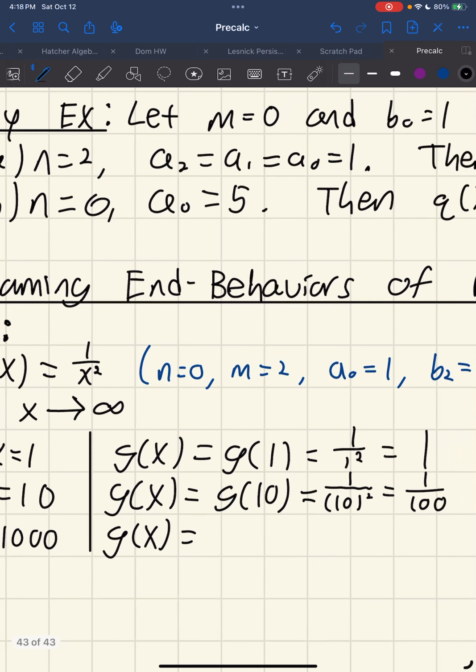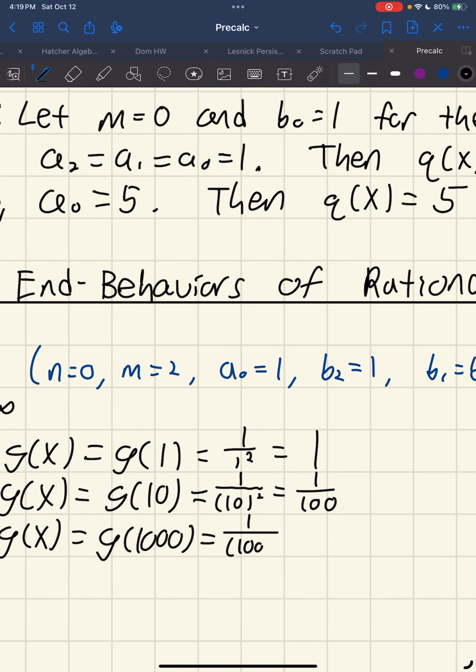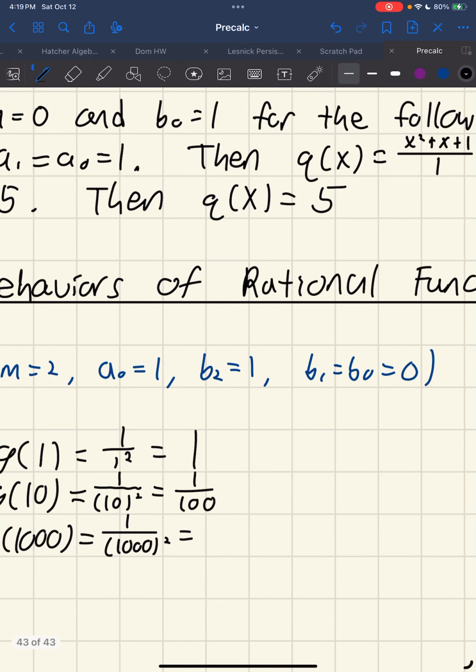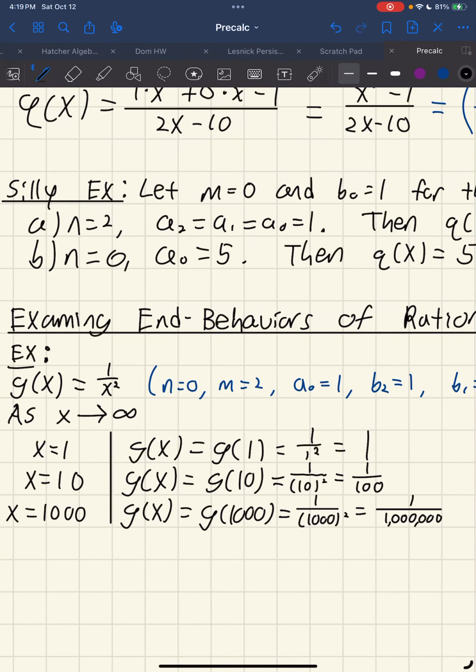So in this case, when x is 1,000, we'll get g of 1,000 is equal to 1 over 1,000 squared. And all that's going to be is 1 over 1 with 6 zeros behind it. 3, 4, 5, 6. 1 over 1,000,000. So as you can see, if this process were to continue, as x gets larger, the function is by no means getting larger. In fact, as x goes to infinity, it would appear g of x is going to 0, actually. Which is rather interesting.